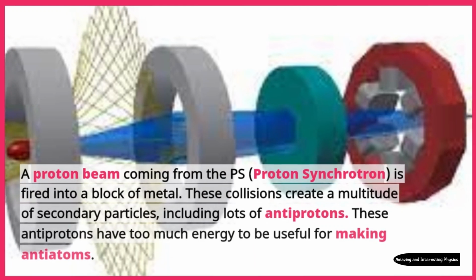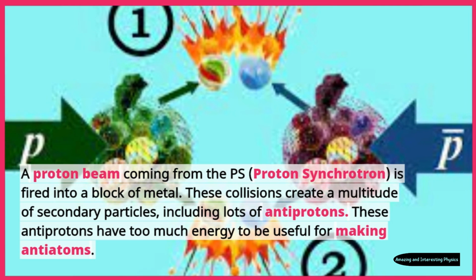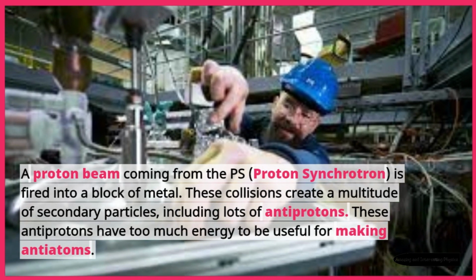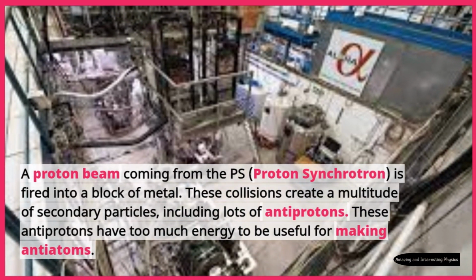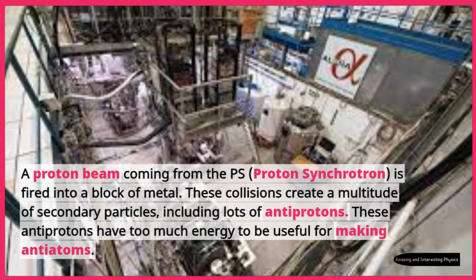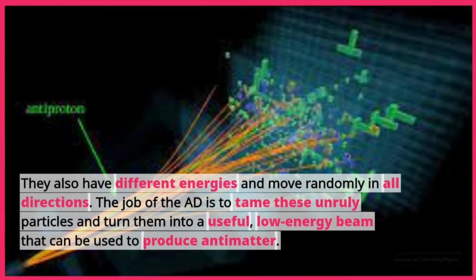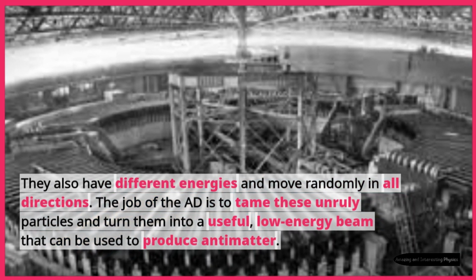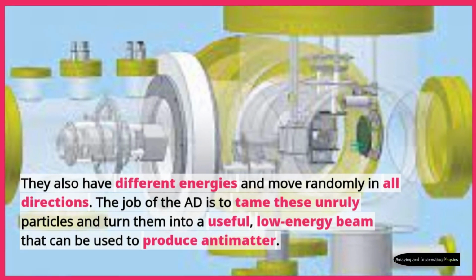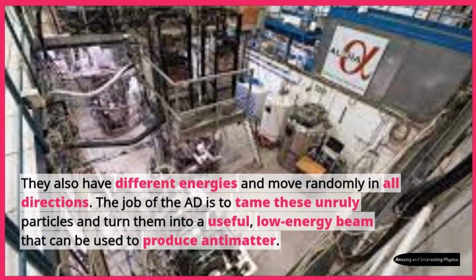A proton beam coming from the proton synchrotron is fired into a block of metal. These collisions create a multitude of secondary particles, including lots of antiprotons. These antiprotons have too much energy to be useful for making antiatoms. They also have different energies and move randomly in all directions. The job of the AD is to tame these unruly particles and turn them into a useful, low-energy beam that can be used to produce antimatter.